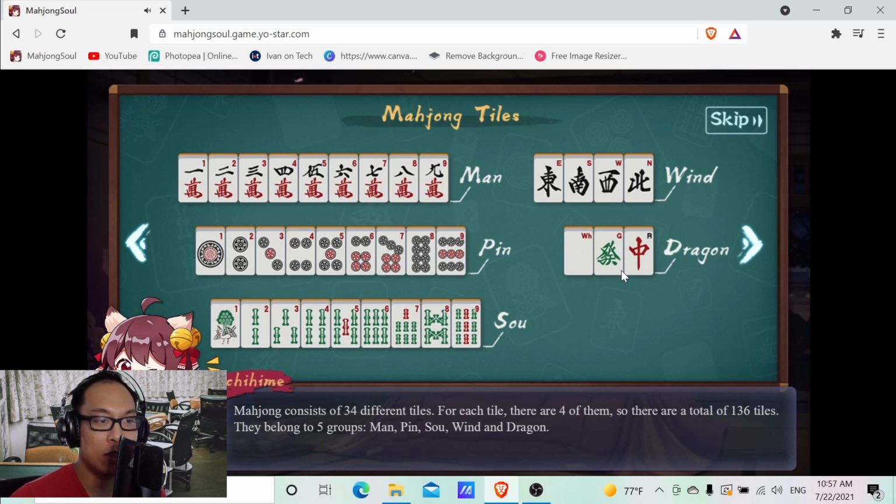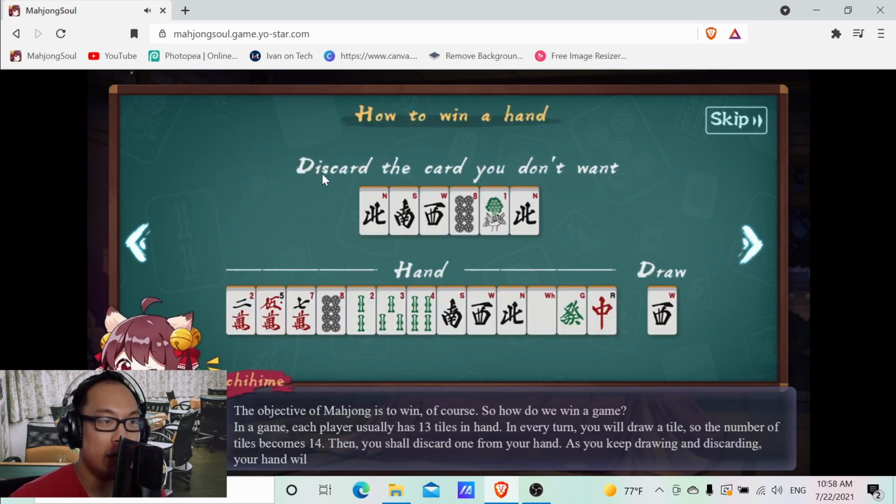Actually, the way they arrange the dragons is a little bit different, because the character for the green dragon means beginning, I think it is. The symbol for the red dragon means middle, and obviously the white dragon is usually the last one. I'll get to the reason why there's a certain order to it. So you get the tiles, and then it shows you how to win a hand.